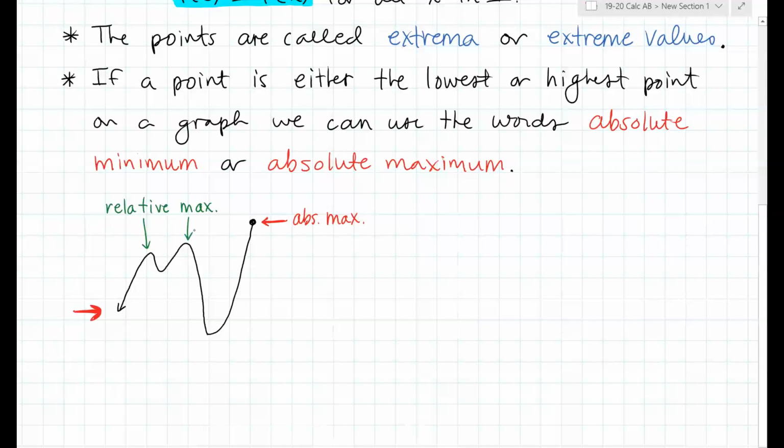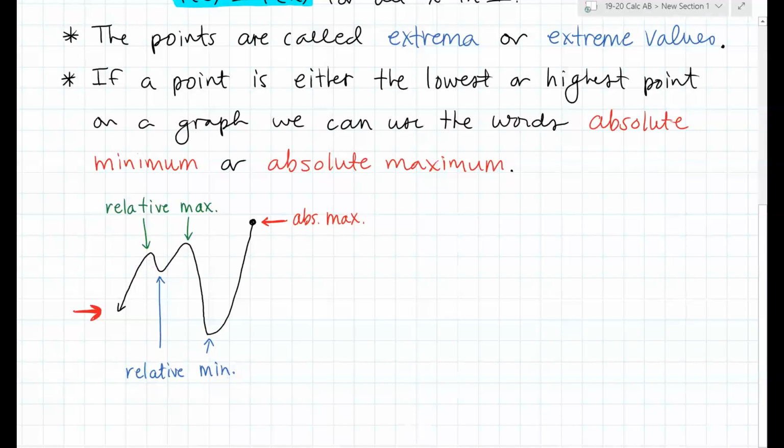Okay? You can see that I have how many relative minimums? How many relative minimums do I have? Like low points, even though they're not the lowest. I have two, right? I have one right here, and I have one right there. These are called relative minimums.